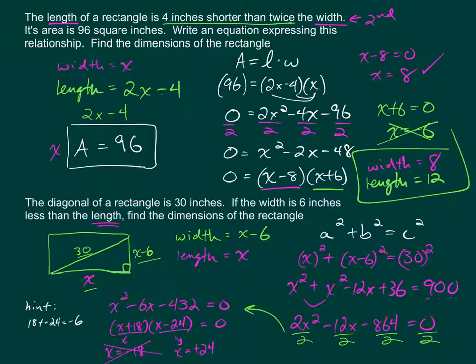And again, because we're looking for distances, the negative 18 doesn't make any sense. So we're left with x equals 24. And so we're asked to find the dimensions of the rectangle. That means since x equals 24, the length will be 24. And since x equals 24, the width will be 24 minus 6, which is 18. So your final answers will be length equals 24 and width equals 18.